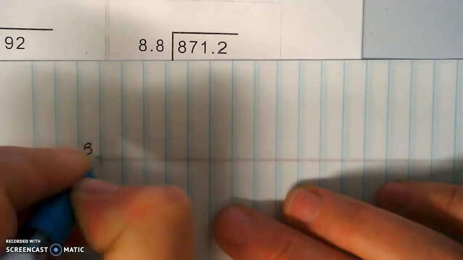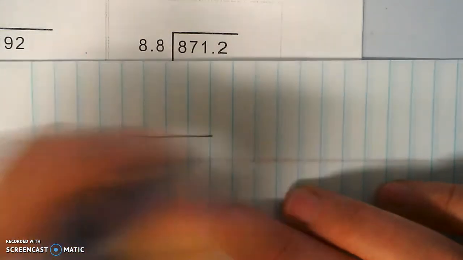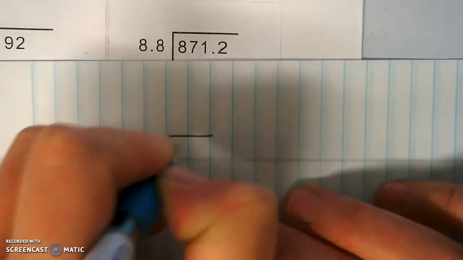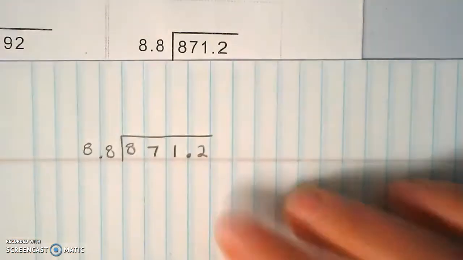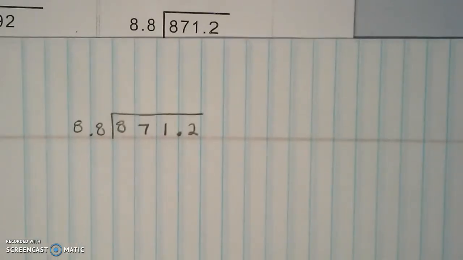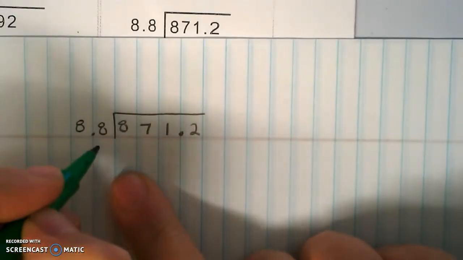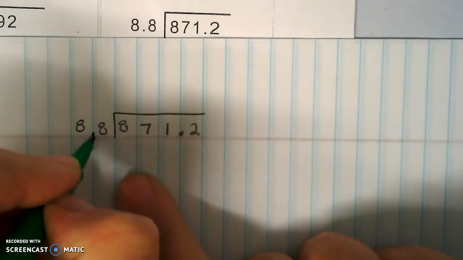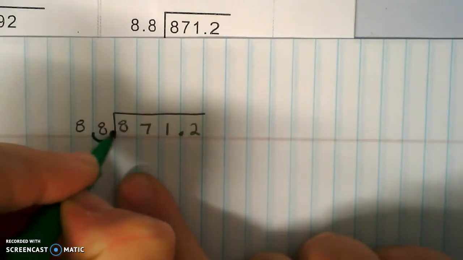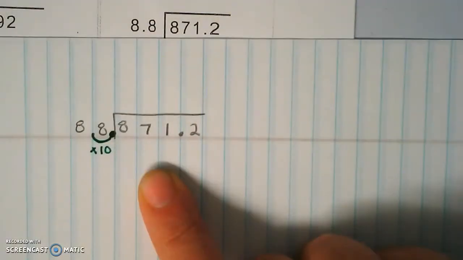So anyways, I'm just going to transfer these numbers right here. I have 8.8 and 871.2. So the first place you need to look when you're dividing and you have decimals is you need to check right here in your divisor. You can't have a decimal right here when you're using long division. So let's just take that decimal and we're going to move it one place to the right. And when we do that, we're really multiplying by 10.